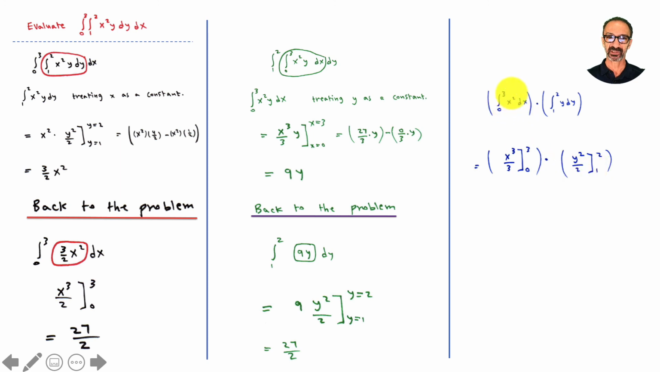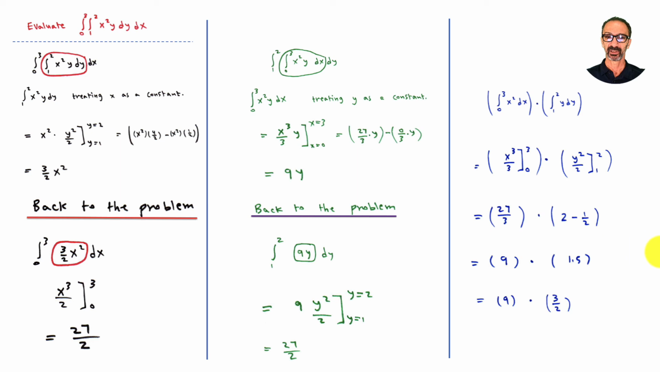So x to the second becomes x to the third over 3 because we are integrating with respect to x. This one we know how to do it. I don't want to read it. I just want to save you some time. Do the math, plug in the numbers, simplify, and it will give you the same answer. 9 times 3 over 2 is 27 over 2.